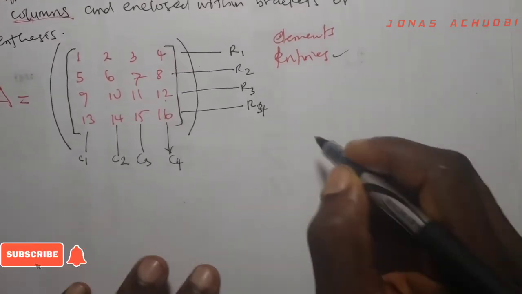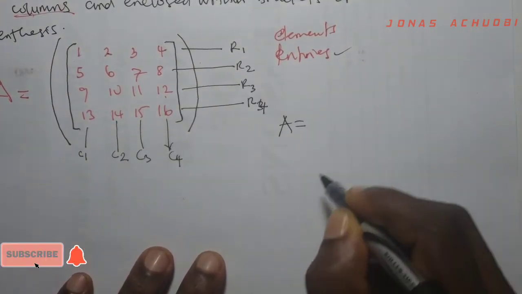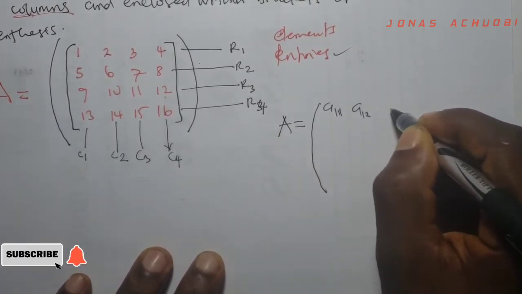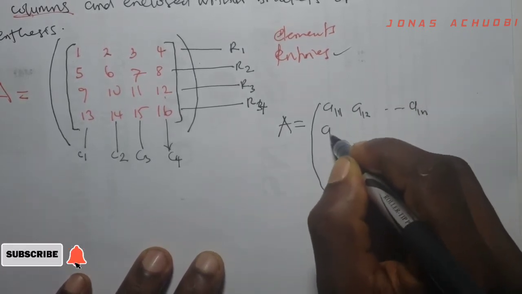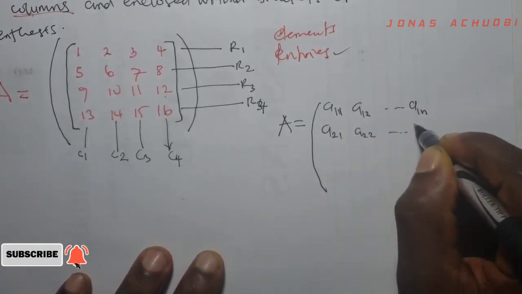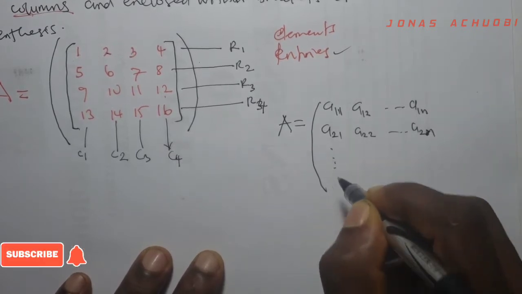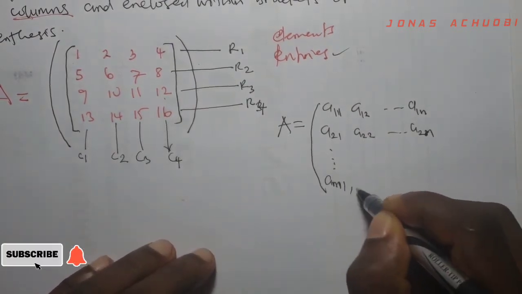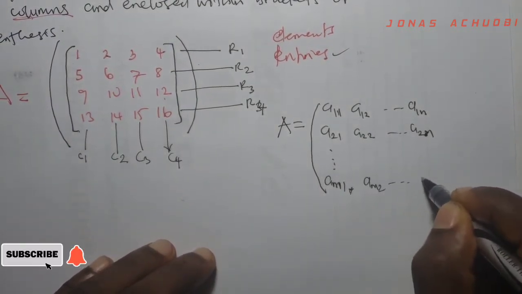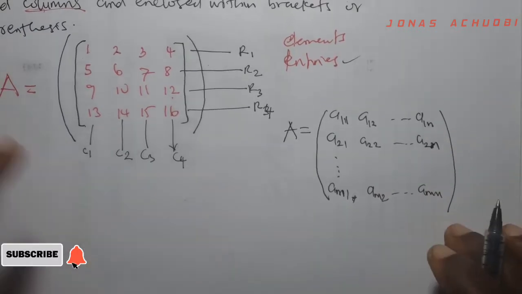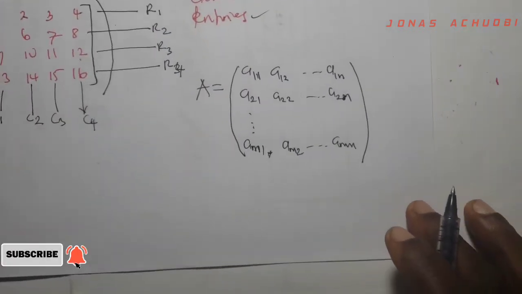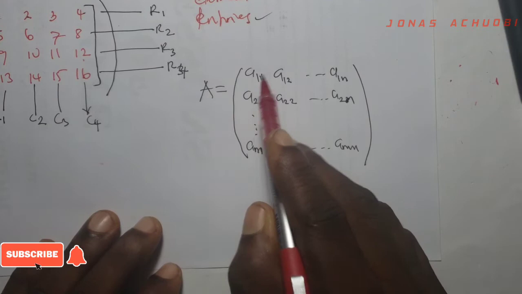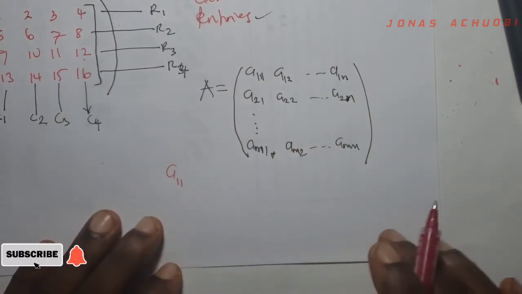More generally, I could write a matrix A equal to a11, a12 up to a1n, a21, a22 up to a2n. I can continue up to am1, am2 up to amn. Now this is the general form of a matrix. Here the first entry is a11. I bring it out here, a11. We'll talk about it in a moment.